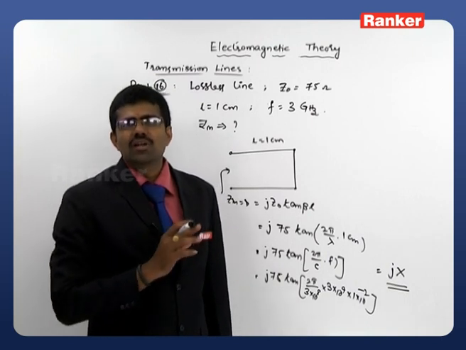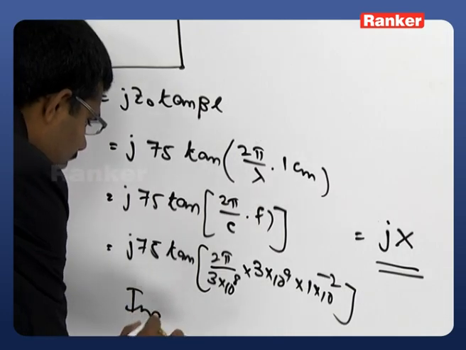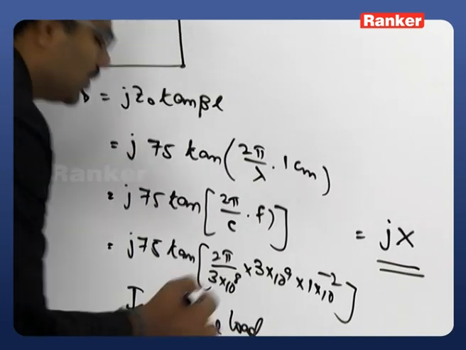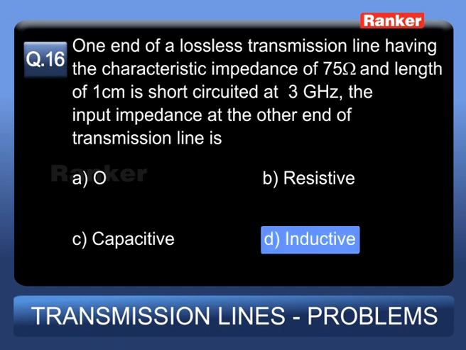That inductive load is available in our option D. So our option D, clearly you have to say that it is the inductive type of load. So this inductive load is available in option D. This is the solution for this problem.